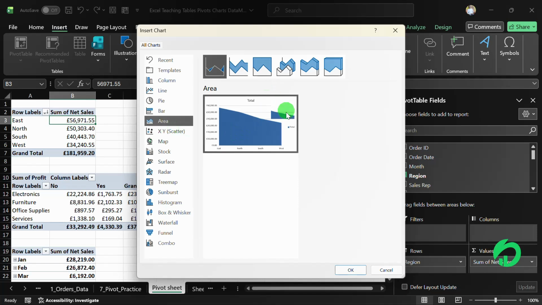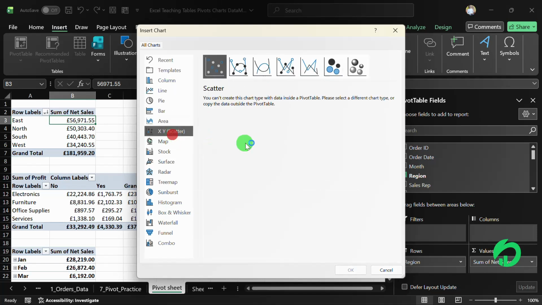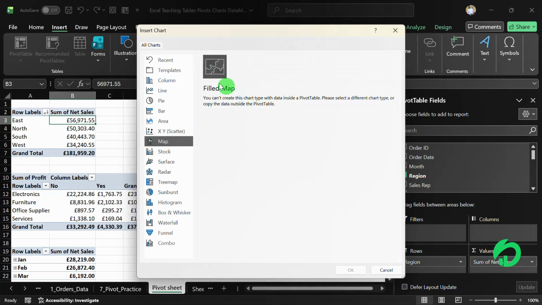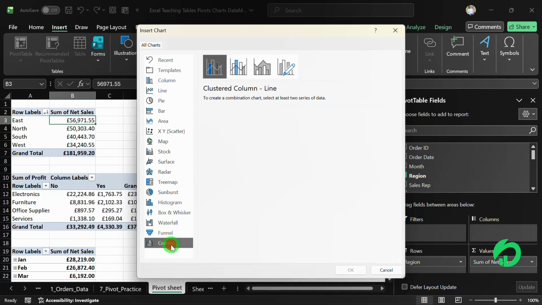Then we have your area chart to show the area. We have your scatter plots. If you are good with physics or mathematics, it is the typical question in secondary school mathematics where you plot your y and your x, and you use this to look at the relationship between your variables. Then you also have your map to talk about location. You have your stock, surface, radar, tree map, sunburst, histogram, box and whisker, waterfall, funnel, and if you want to combine multiple charts together, you also have that.